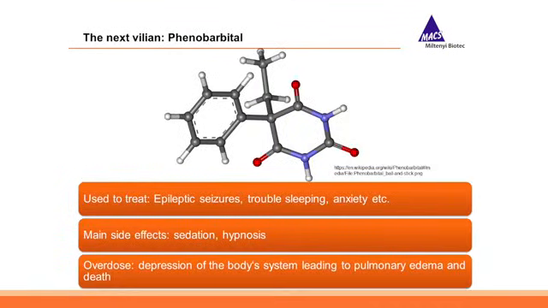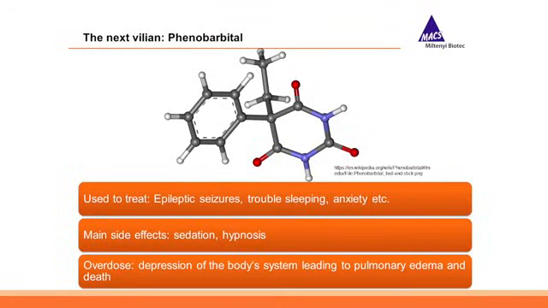Which brings us to the next variant. This is Phenobarbital. Phenobarbital is used to treat, and is still used in developing countries to treat, epileptic seizures, trouble sleeping, anxiety, and so on and so forth. But it has side effects, for instance sedation and hypnosis. And if you overdose it, it leads to the depression of body systems and finally to pulmonary edema and death.